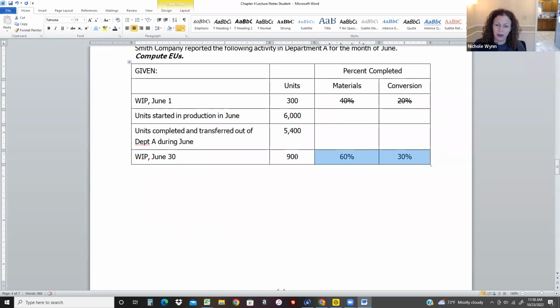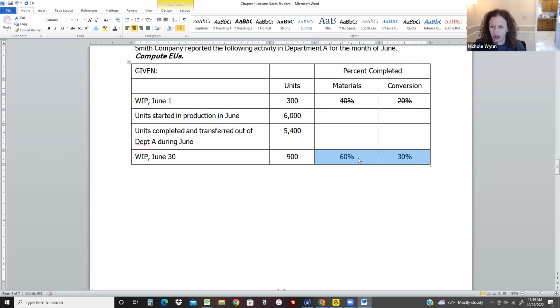What we're suggesting here is these 900 units have 60% of their needed material to be complete. If it's a bicycle, maybe it has a frame and some handlebars and the seat is all done, but maybe it doesn't have the pedals and gears yet. So it's 60% complete. And then for conversion, it's 30% complete. What that means is it's 30% done in the process before it can move to the next process. Students get very agitated about this because they think the total of these should equal 100%, because anytime they see two percentages next to each other, they just assume it should equal 100.